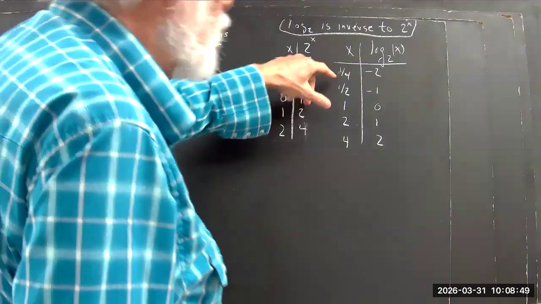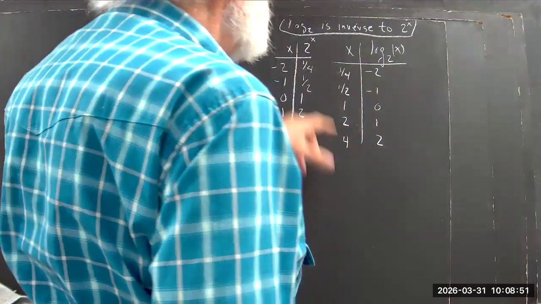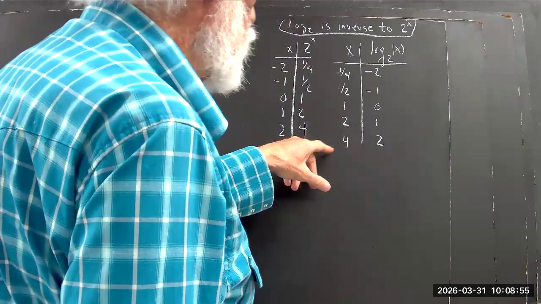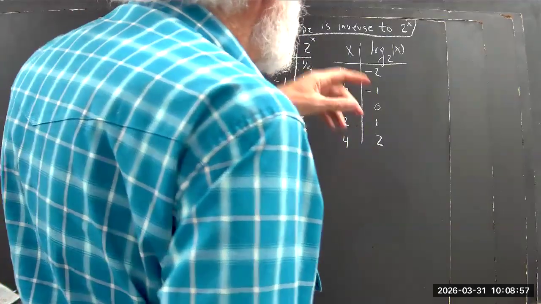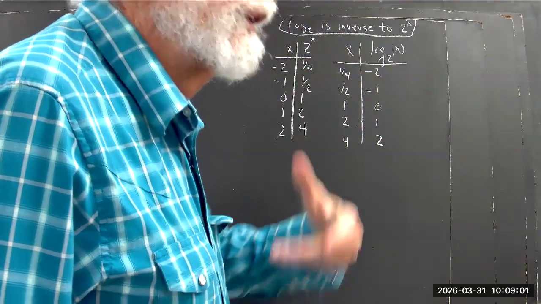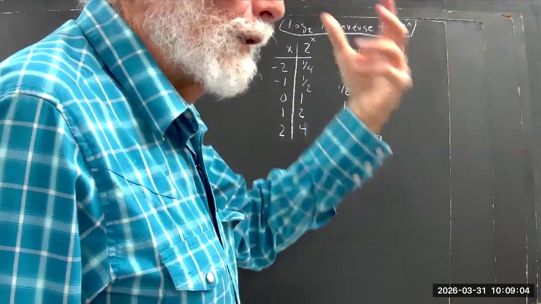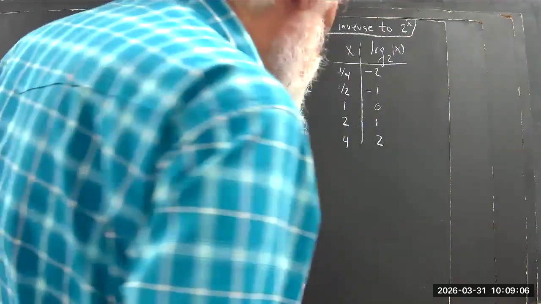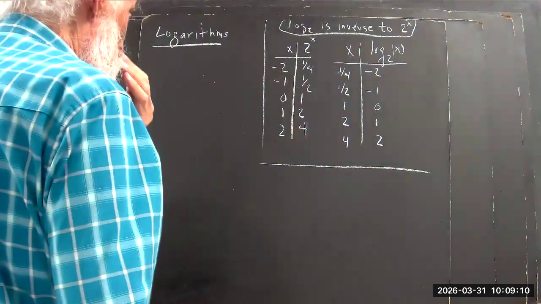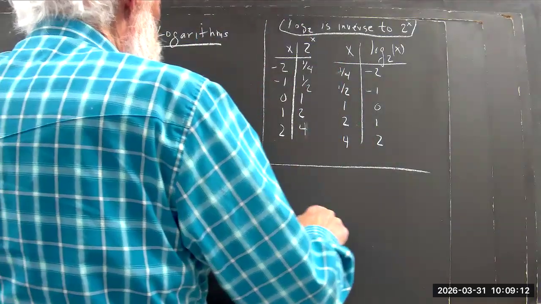So we can now say log 2 of 1/4 is -2. Log 2 of 1/2 is -1. Log 2 of 4 is 2. The log 2 of a number is the power to which you would have to raise 2 in order to get that number. That statement is worth pondering. Okay, we could look at the graph.